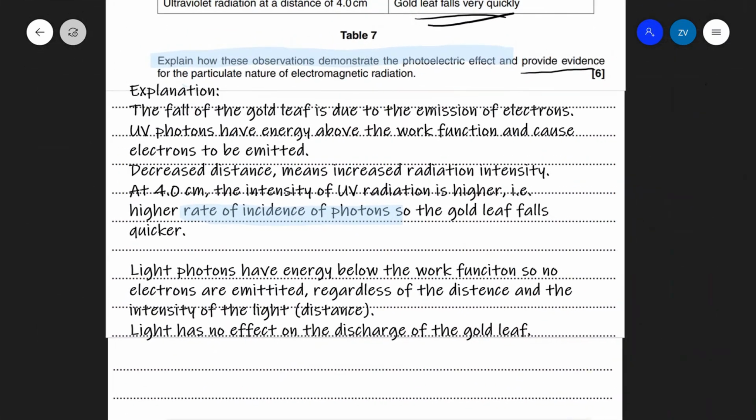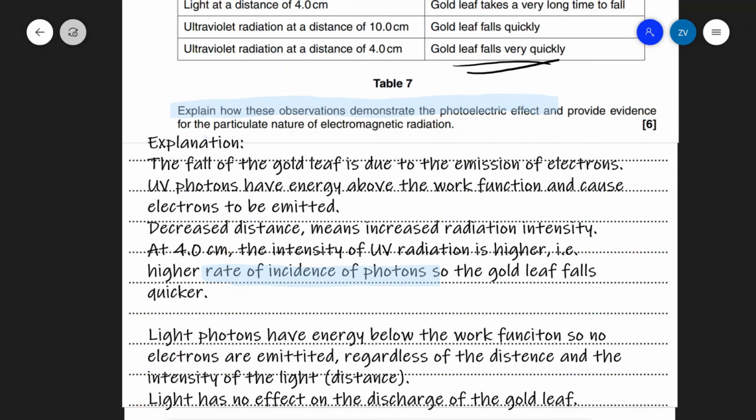Now, visible light photons from just a normal desk lamp have energy below the work function, so no electrons are emitted, regardless of the distance and regardless of the intensity. Therefore, normal light has absolutely no effect on the discharge whatsoever, and in fact, the gold leaf will just be discharging naturally.